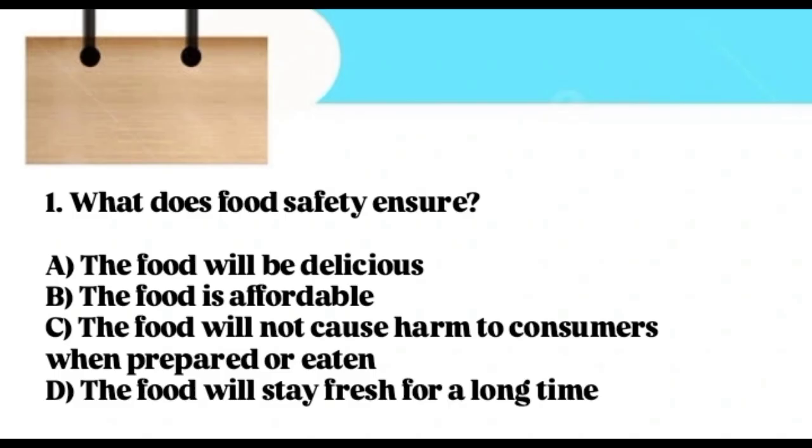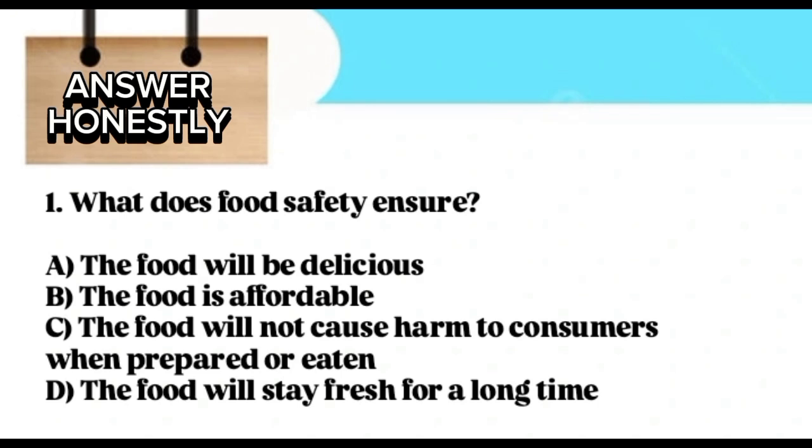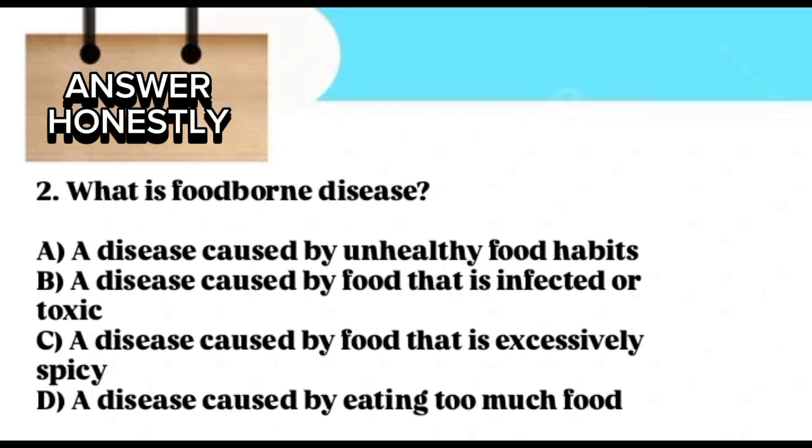Questions. 1. What does food safety ensure? A. The food will be delicious. B. The food is affordable. C. The food will not cause harm to consumers when prepared or eaten. Or D. The food will stay fresh for a long time. Question number 2. What is foodborne disease? A. A disease caused by unhealthy food habits. B. A disease caused by food that is infected or toxic. C. A disease caused by food that is excessively spicy. Or D. A disease caused by eating too much food.